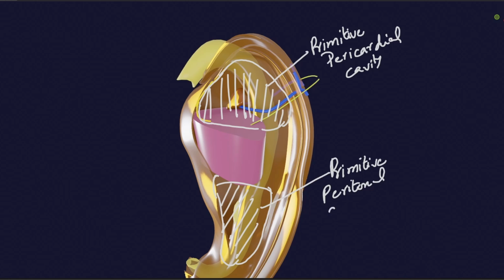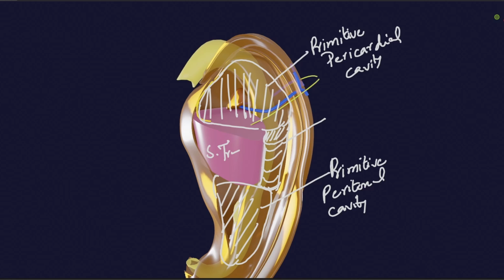Then in the last lecture we also discussed that between these two cavities are the bilateral, I mean the paired canals here. These are behind the septum transversum. So this is the septum transversum. These canals are dorsal to the septum transversum and lateral to the GI tube and its mesentery, and they connect the primitive pericardial cavity to the primitive peritoneal cavity.